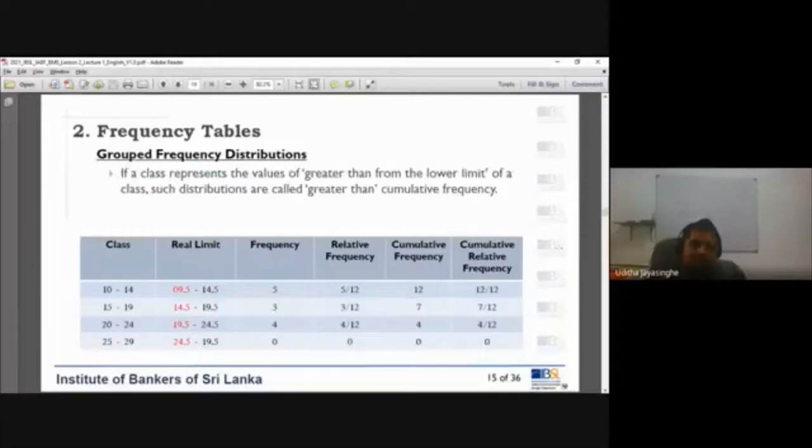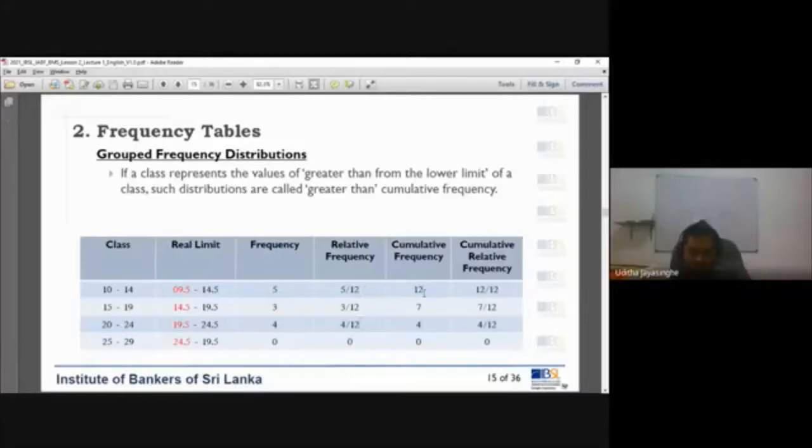So here, the greater than style is going to tell you whether a particular class will have a number of elements greater than this particular class point. So the relative frequency has no difference. 5 divided by 12, 3 divided by 12, and 4 divided by 12 are pretty much the same.